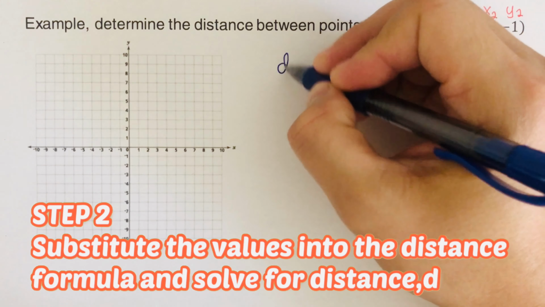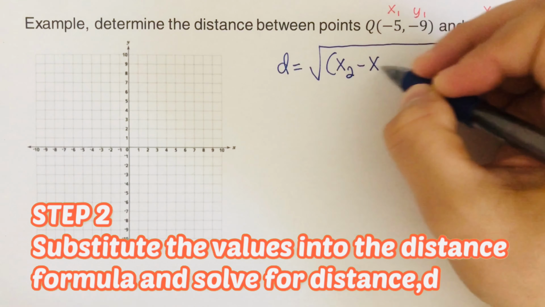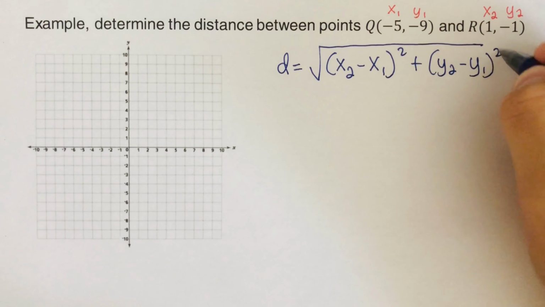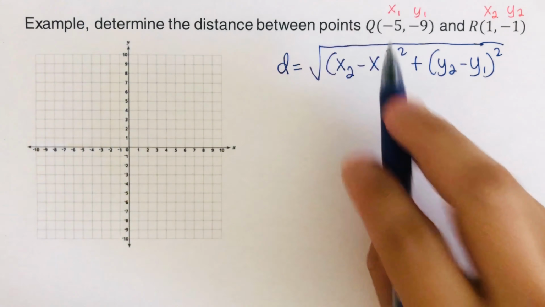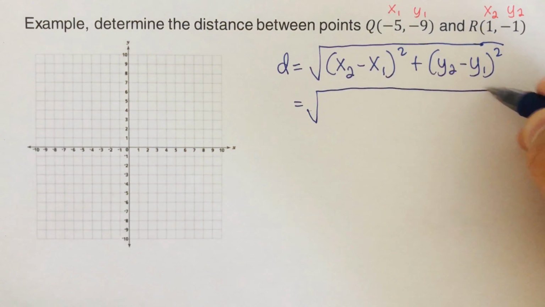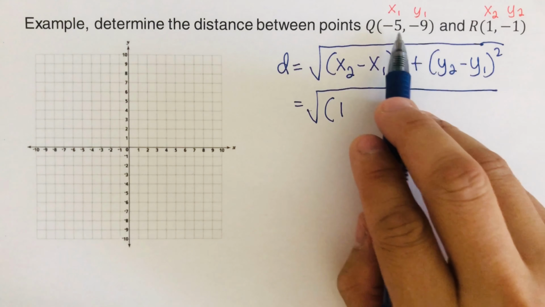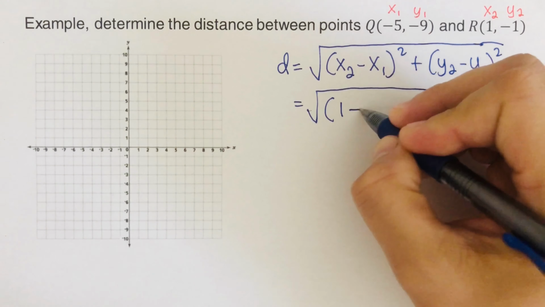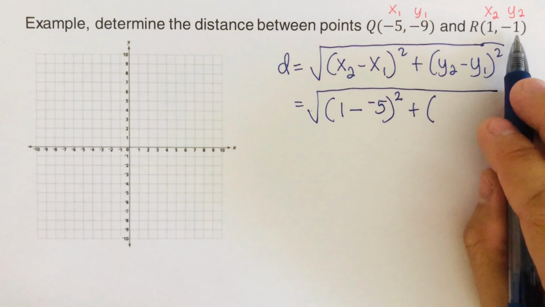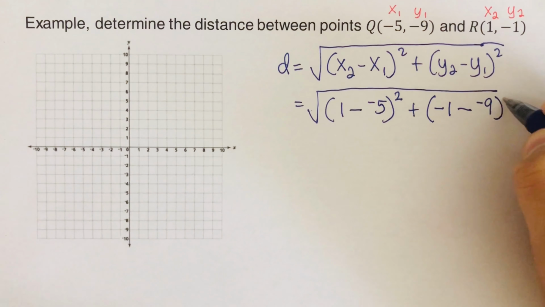Again, the distance formula is the square root of x sub 2 minus x sub 1 squared plus y sub 2 minus y sub 1 squared. So then we just have to plug in these values here. So we start with x sub 2. So x sub 2 is 1. So I'm just going to put in 1. And then x sub 1 is negative 5. So that's minus negative 5 squared. And then that's plus our y sub 2 is negative 1 minus our y sub 1 is negative 9, and that is squared.